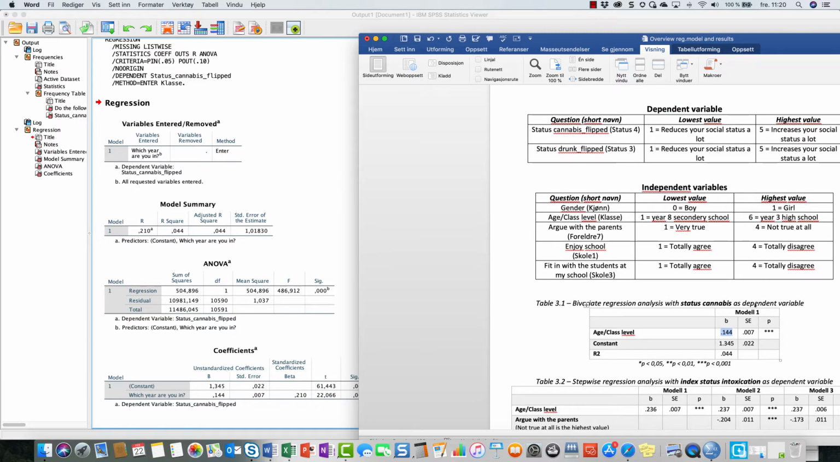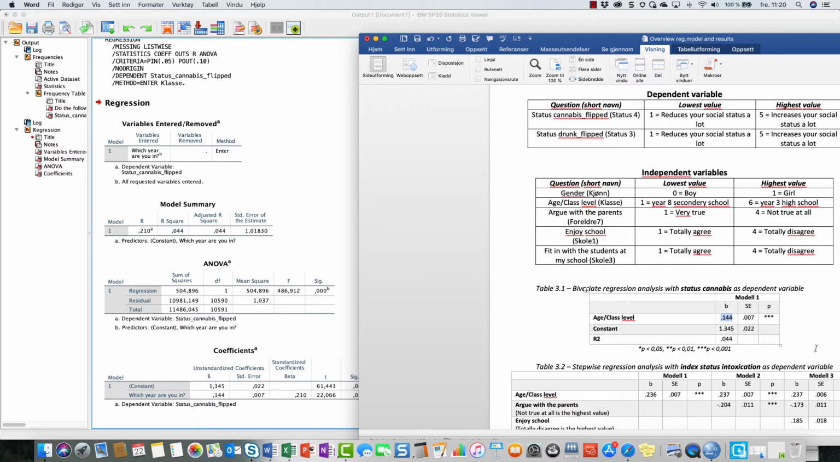This means, given that the status cannabis goes from reduces your social status a lot to increases your social status a lot, well, it's a positive coefficient, so as I go 1 scale unit up on class or age, going from the 8th grade to the 9th grade, the status cannabis increases with 0.144 scale units. And if I go from the 9th to the 10th grade, it also increases with 0.144 scale units.